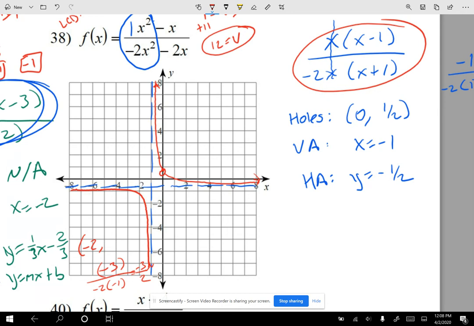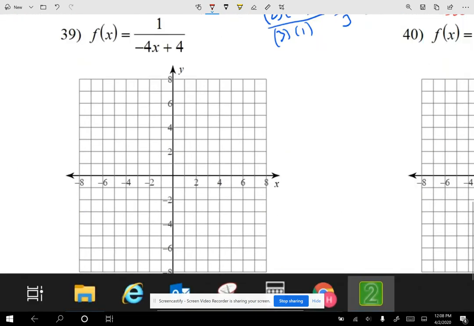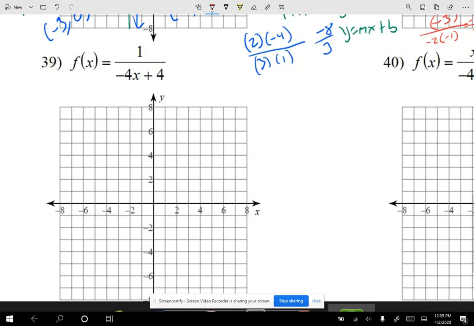That's it. All right, let's take a look at number 39. I'm going to factor if possible, so I'm just going to have the 1 on the top, nothing I can do. Here at the bottom, let me factor a -4. So that gives me x minus 1.